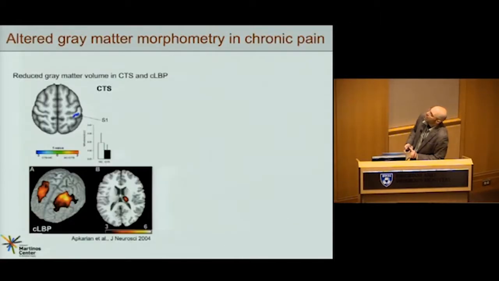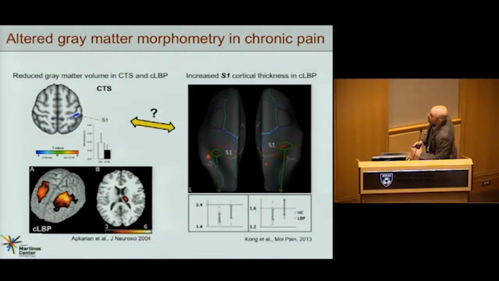And this was also kind of interesting because reduction in gray matter volume has been seen for other chronic pain disorders. This was one of the first reports by Apkarian's group in 2004 in chronic low back pain patients, who found a reduction in gray matter volume in the dorsolateral prefrontal cortex. But this is actually in contradistinction to what other groups have found in S1, the primary somatosensory cortex, where chronic pain patients actually have an increase in cortical thickness or gray matter volume in S1.